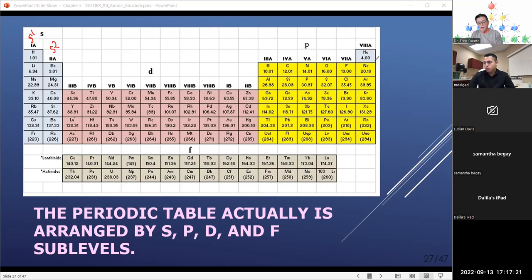Now, if you shoot across the periodic table, notice something. In the yellow section, there are 6 columns: 1, 2, 3, 4, 5, 6. Remember the p orbitals? There are three p orbitals, and each one can handle 2, for a total of 6. So you have p1, p2, p3, p4, p5, and p6.